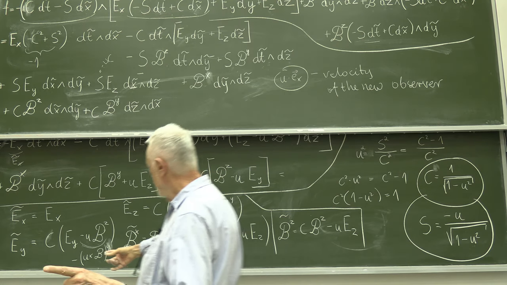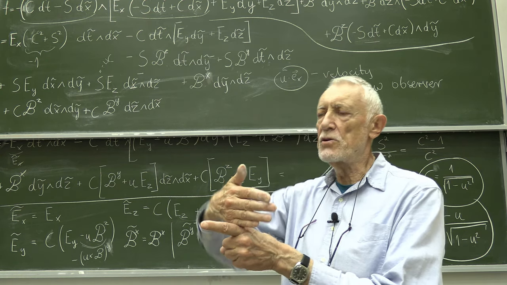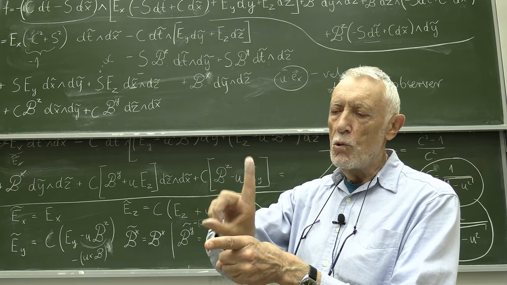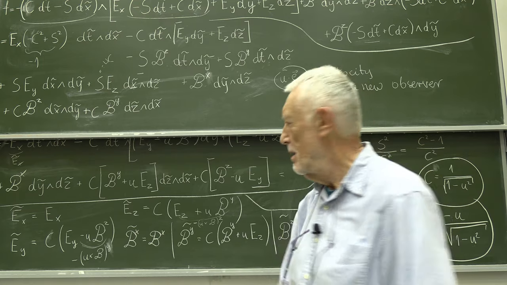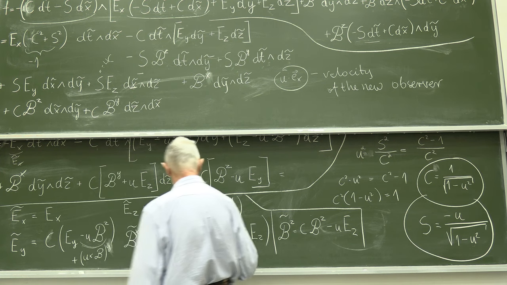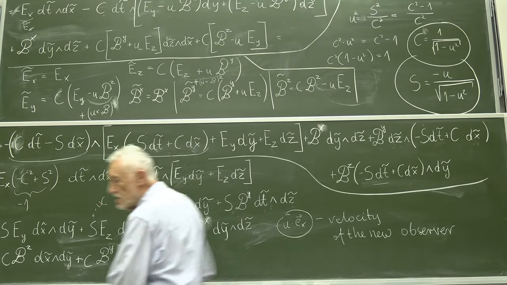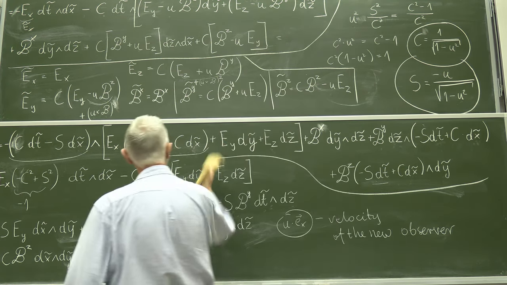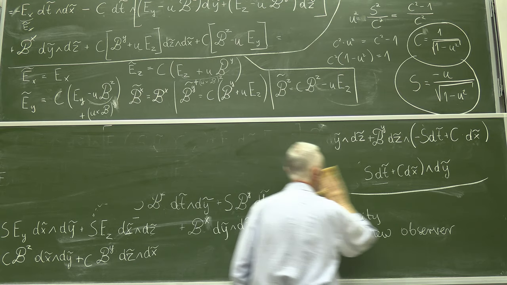Now, the vector product with u is just a rotation in the yz plane. Namely, y goes to z, z goes to minus y. Okay, this means that it is plus, and also this plus is here. Okay, so finally, I am finishing here. Let us rewrite this formula in a way which is nice and useful for further considerations.